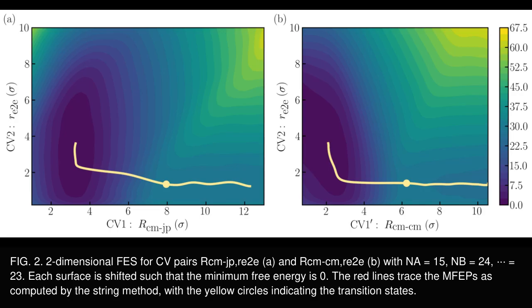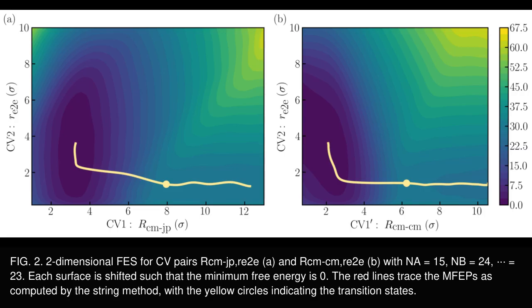The simulations were performed for polymers of length Na equals 15 and Nb equals 24, under interaction parameter beta delta epsilon equals 23. Each free energy surface is shifted so the minimum energy is 0, allowing ready visualization of energy barriers. Overlaid on each surface are minimum free energy paths, MFEPs, computed using the string method. The red lines trace these most probable escape pathways, and the yellow circles highlight the transition states, key configurations representing energy maxima along these pathways.